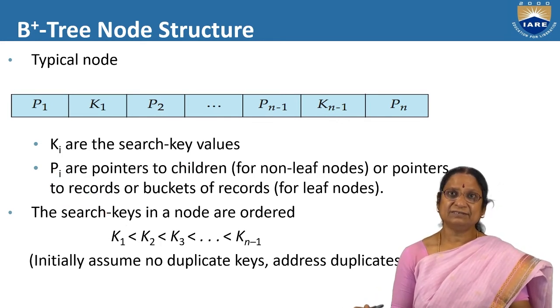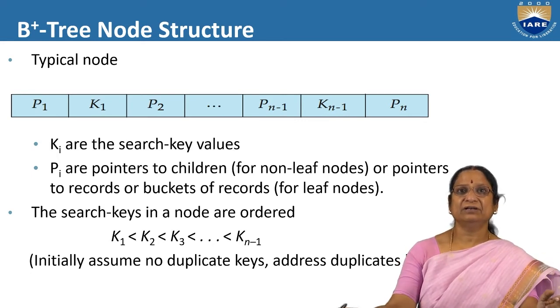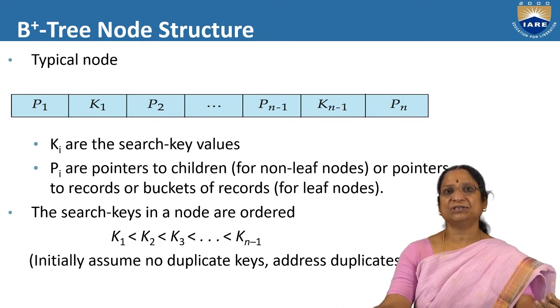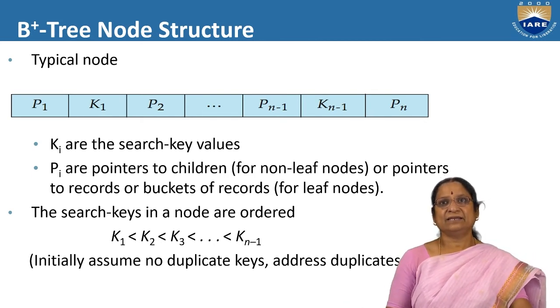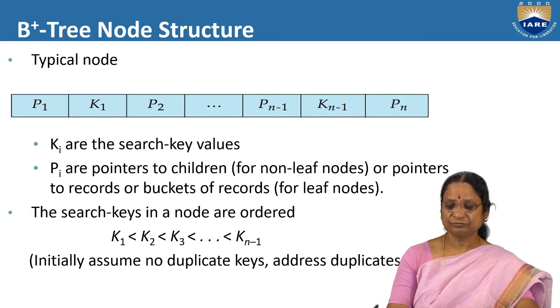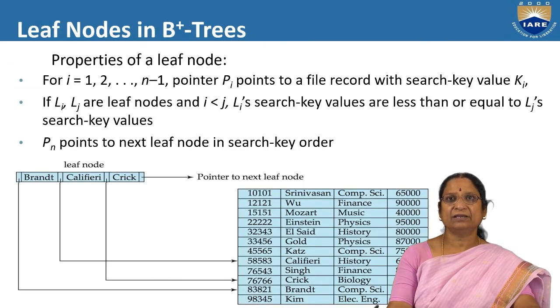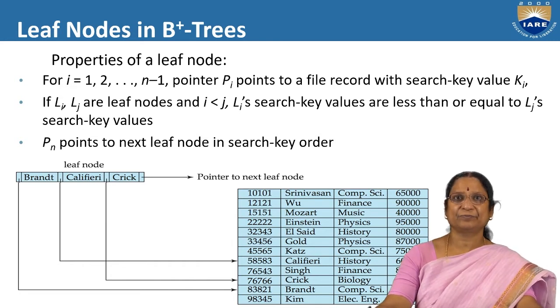Remember that search key values must be stored in sorted order. That is, K1 must be less than K2, not equal. We are not considering duplicates initially. So K1 less than K2, less than K3, less than K4 and so on up to Kn minus 1. Initially we assume no duplicate keys are allowed. Handling duplicate keys will be addressed later.